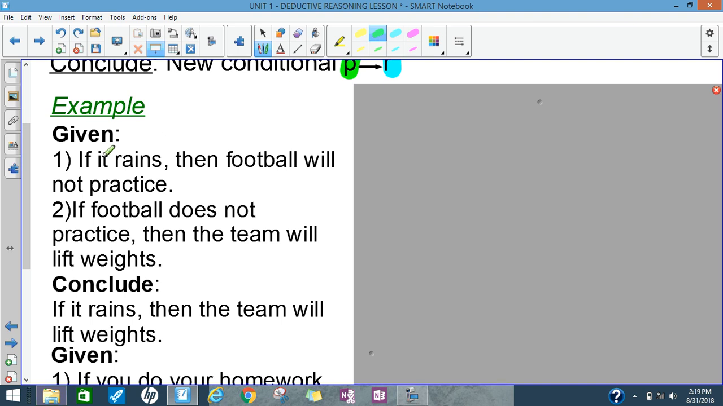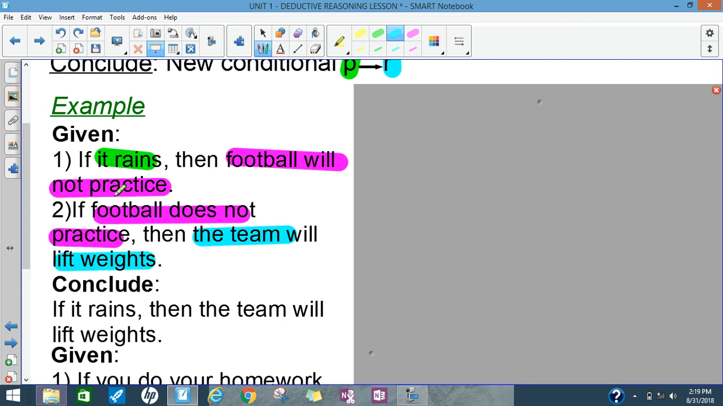Here we have it rains being P, football will not practice. And here again we see if football does not practice, so that's Q again. And the team will lift weights, that's R. So we can sort of get rid of all this purple stuff and combine the green with the blue, keeping the if and then, and get if it rains, then the team will lift weights.